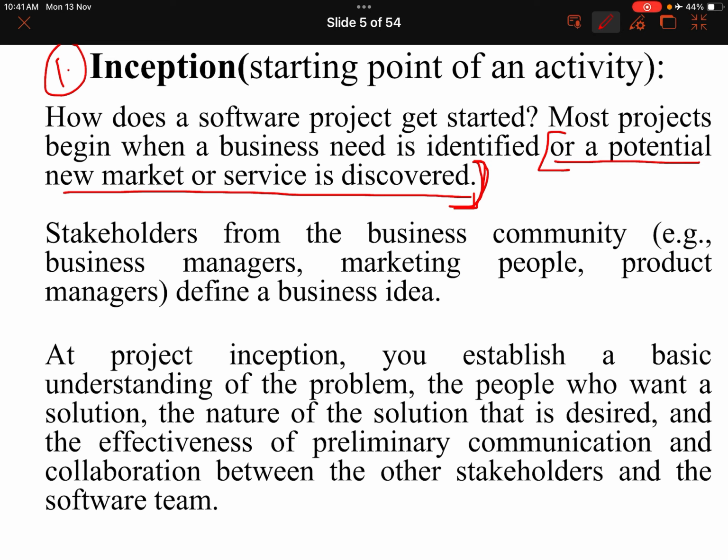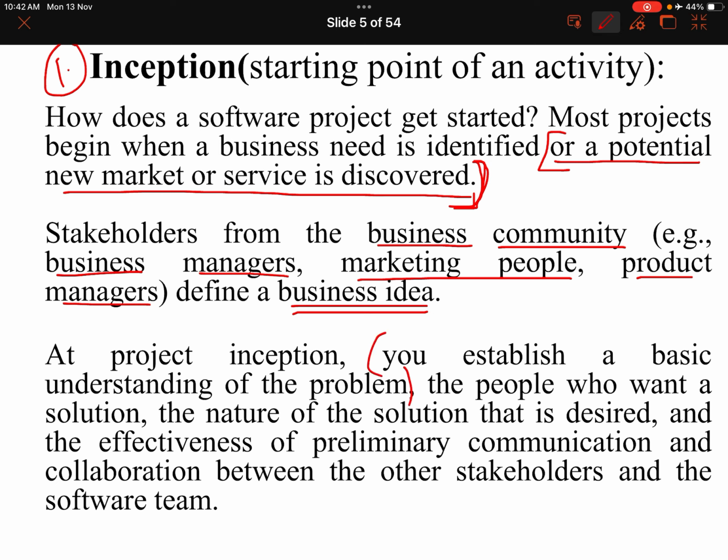Stakeholders from the business community, for example the business managers, marketing people, and product managers, define a business idea. So stakeholders from the business community, that is your business managers, your marketing people, and the product managers, they define a business idea. So these people will define a business idea. At the project inception, you establish a basic understanding of the problem.